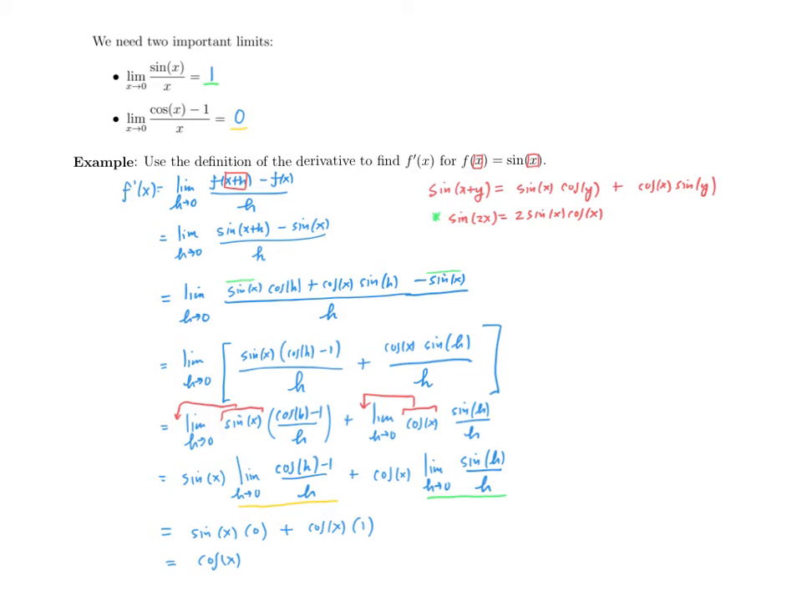And let me remind you, in summary, what it is that we have just calculated. We have determined that the derivative of sine of x is equal to cosine of x, which is exactly what we guessed in our previous video when we explored this graphically.